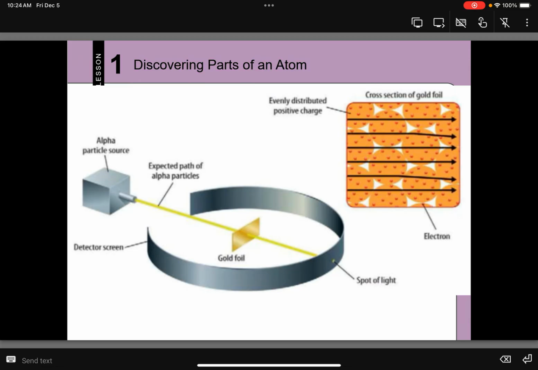So these being the particles of gold that made up this gold foil, he thought the alpha particles were going to go straight through because the positively charged and the negatively charged parts were kind of evenly distributed. It was just going to pass straight through with no problem. And so he had this screen here that would detect the particles, kind of like film from old cameras.